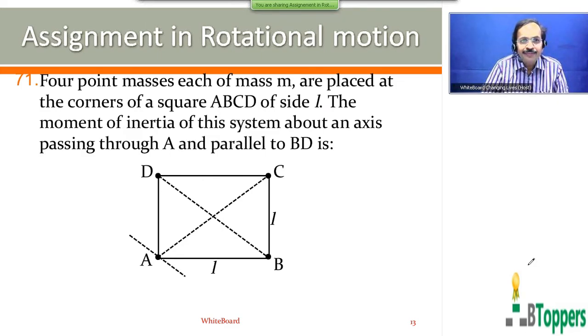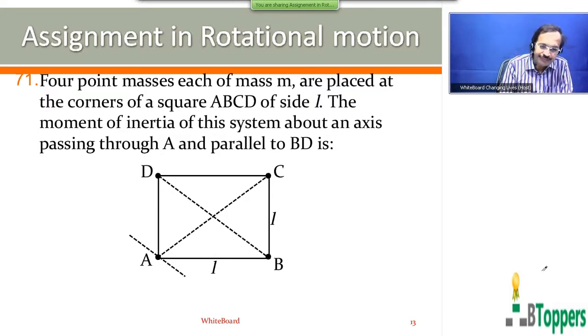See question number 71, the next question. Four point masses, each of mass m, are placed at the corners A, B, C, D of a square of side L. The moment of inertia of this system about an axis passing through A and parallel to BD is... So you have to know the distance of each point mass from this axis, I mean the perpendicular distance of each point mass from this axis.